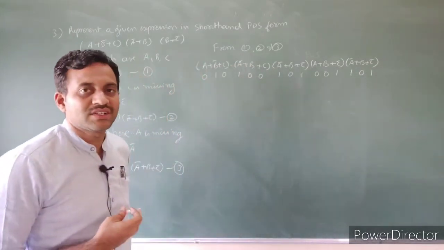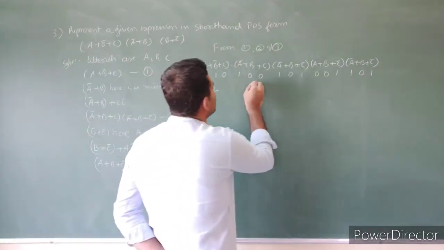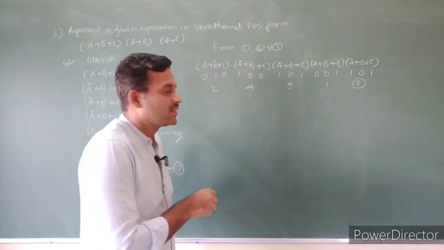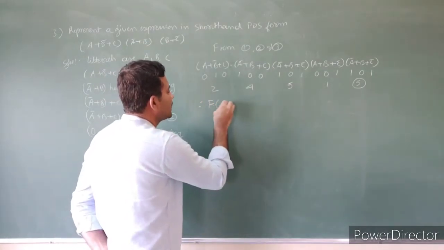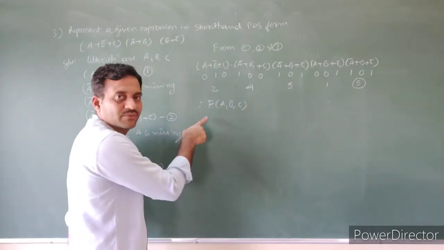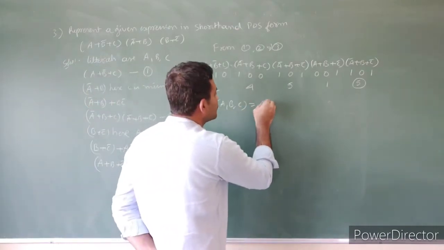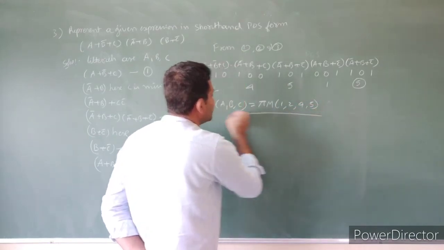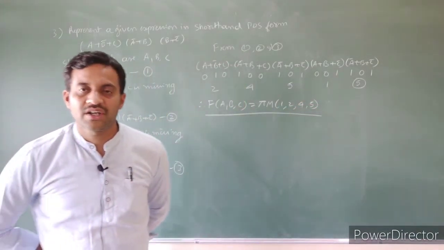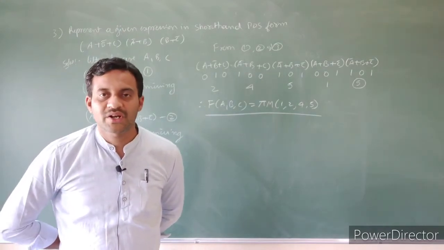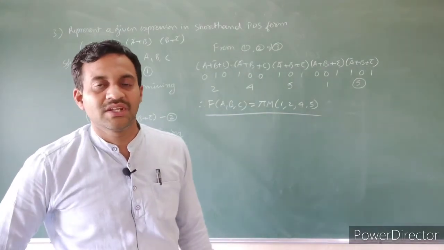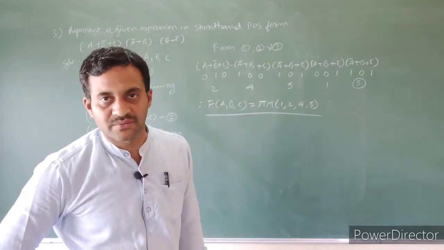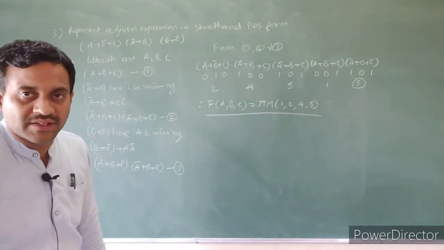If it is a repeated term, just remove it. 2, 4, 5, 1. Again 5. 5 is repeated. Then how to write? Therefore, f of a, b, c, see the literals, function of a, b, c is equal to pi of m of 1, 2, 4, 5. It is an expression in shorthand form. Just to practice yourself, there are problems in the exercise. Let's consider one more example.